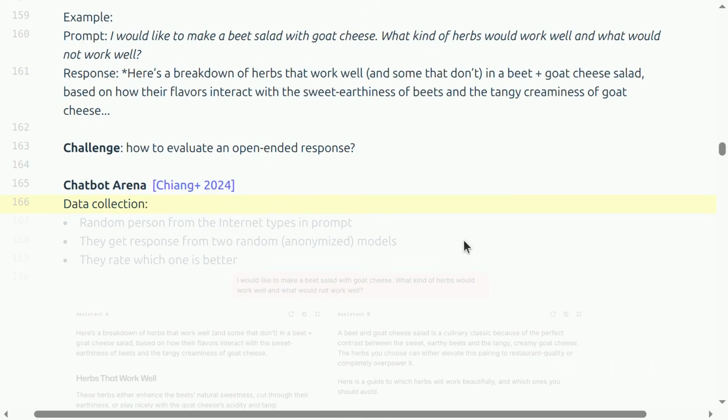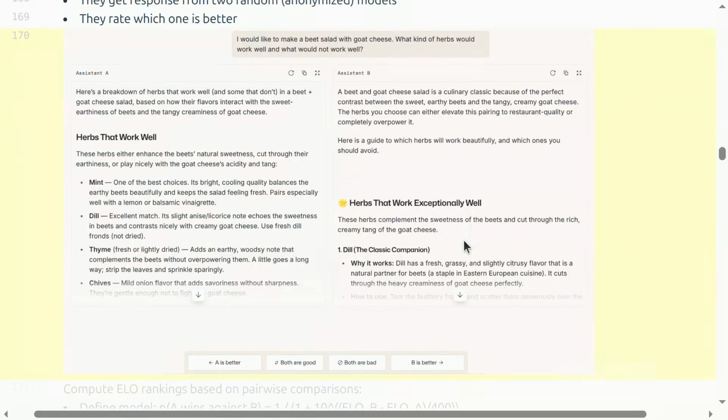But the way they ask humans is a clever idea. They set up a website where any random person from the internet can go in and chat. Then instead of a normal AI assistant giving one response, you get two responses from two different models, which are anonymized, and you rate which one is better. For example, you put in this prompt, you get assistant A and assistant B, and you choose: A is better, both are good, both are bad, or B is better.